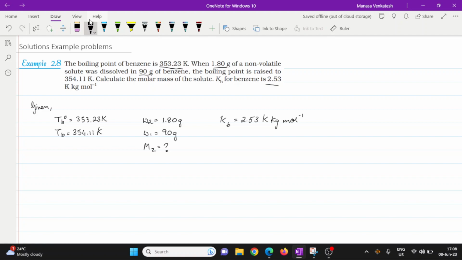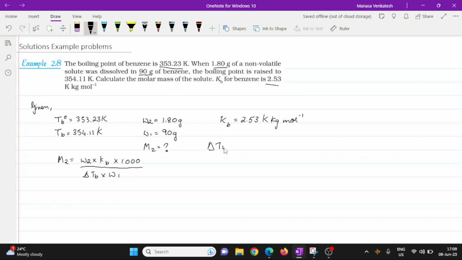So we will basically be using the equation M2, which is the molar mass of the solute, is equal to W2 into Kb into 1000. This is because we want to convert our kilograms to grams, and molality is going to be in kilograms. Because of that, we're using that whole divided by delta TB into W1.